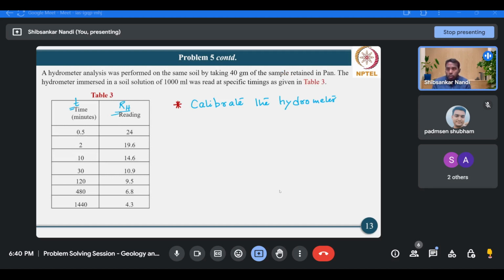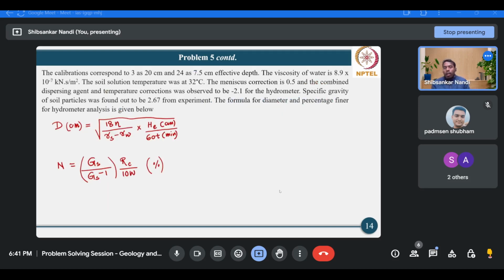Now coming to the third portion, a hydrometer analysis was performed on the same soil by taking 40 gram of the sample retained on pan. The hydrometer immersed in a solution of 1000 ml was read at specific timings as given in table 3. So these are the hydrometer analysis data which we are currently dealing with, and this is the basic information we require for having the particle size versus percentage finer distribution related to the hydrometer analysis. That we'll see.